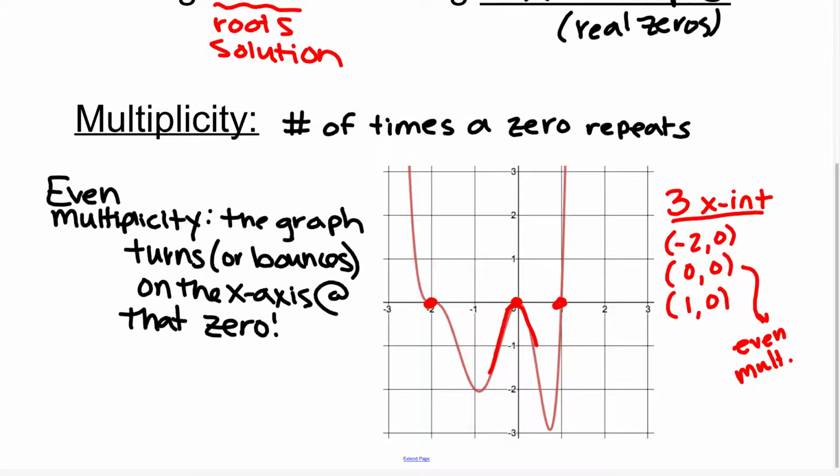So now you're going to have to be thinking about that if you have a 0 that repeats with even multiplicity, you will show on your graph that it comes up or goes down to that 0 and turns right there. Now, one thing I want to show you is the image of that bounce changes as the multiplicity increases.